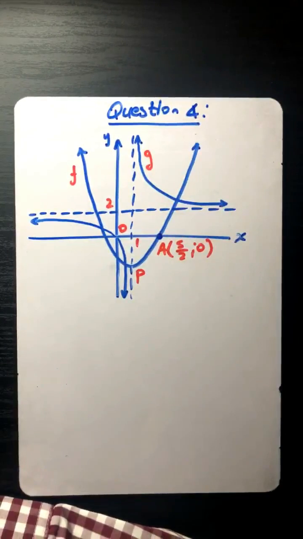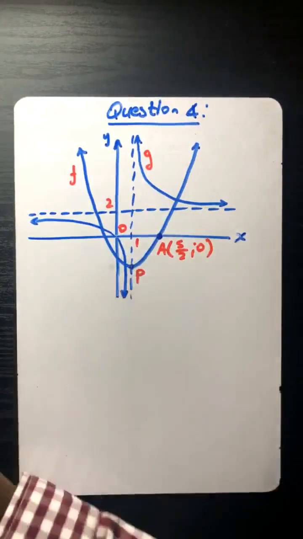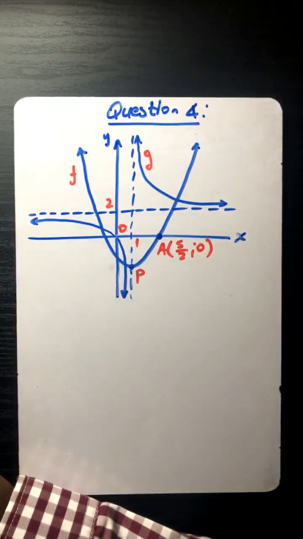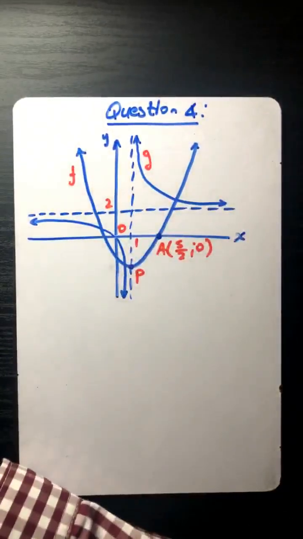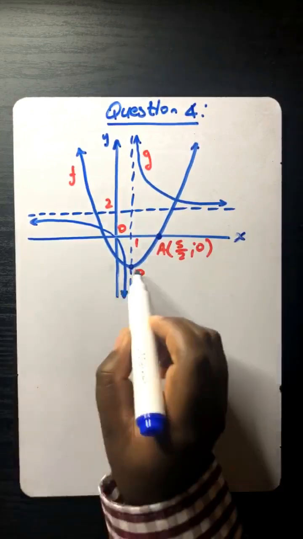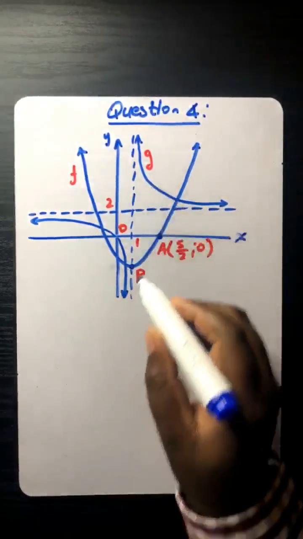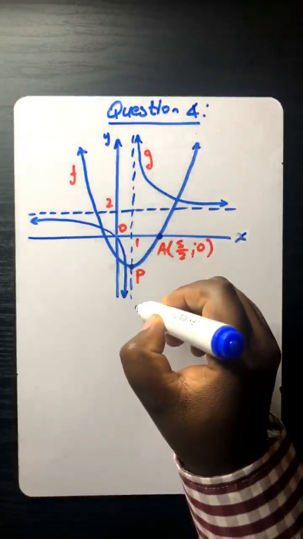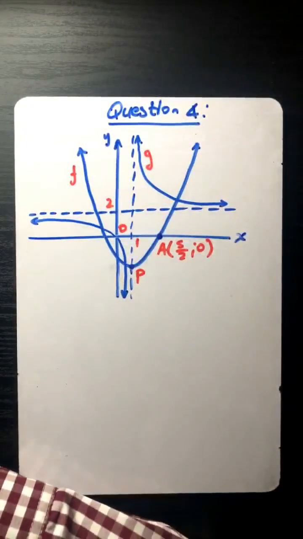P is the turning point of f and lies on the vertical asymptote of g. That's very interesting. So they are saying P is the turning point of f. Where is f? There it's f, the name of that function which you know very well as a parabola. The turning point of f lies on the vertical asymptote of g. Where's g? There's g, the name of that function, well known as a hyperbola.